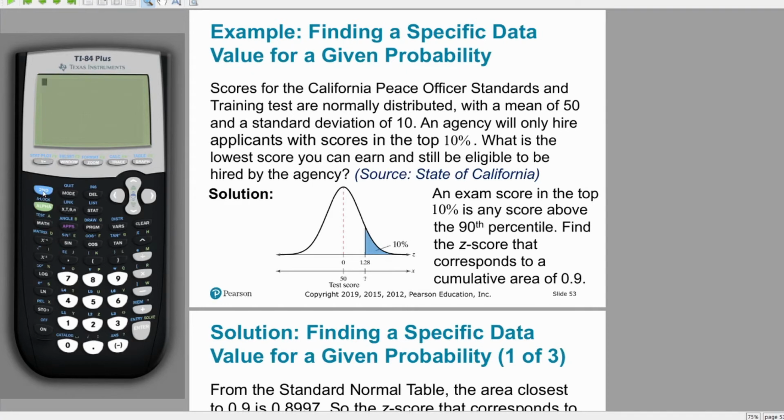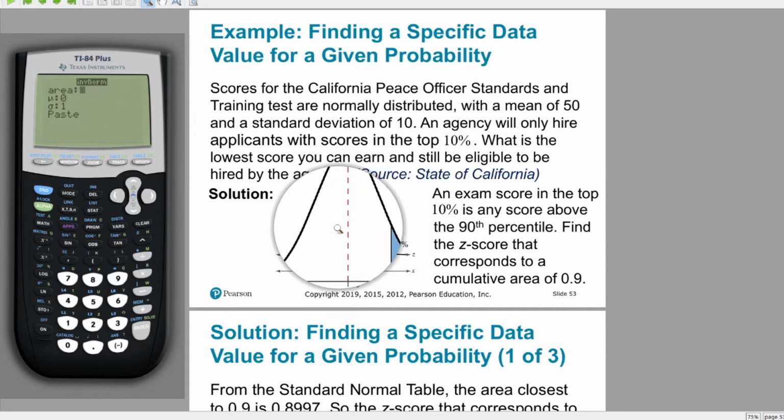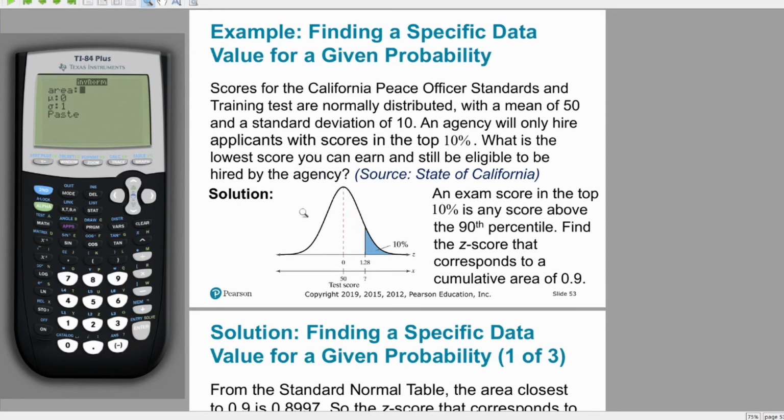If you want to work it with that, what you would do is get into inverse normal, and in here, because you have the top 10%, that means you want 90% to the left. And 90% to the left, like I said, 1.28 is a pretty common value. It's one to know, but we're going to pretend we don't know that. We have 0.9, and even if we do know that, we don't know how it fits for a normal, non-standard distribution.